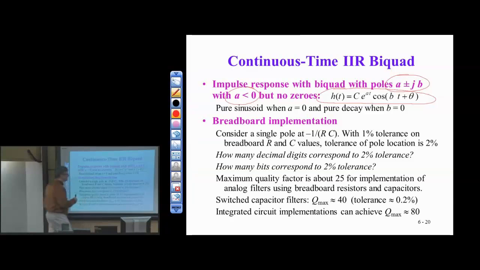You look at the two extreme cases. When a is 0, this term goes to 1, and I have a beautiful oscillator. When b is 0, the cosine term is just a constant, and so the response is just a decaying exponential because a is less than 0. So these are the two extreme cases.